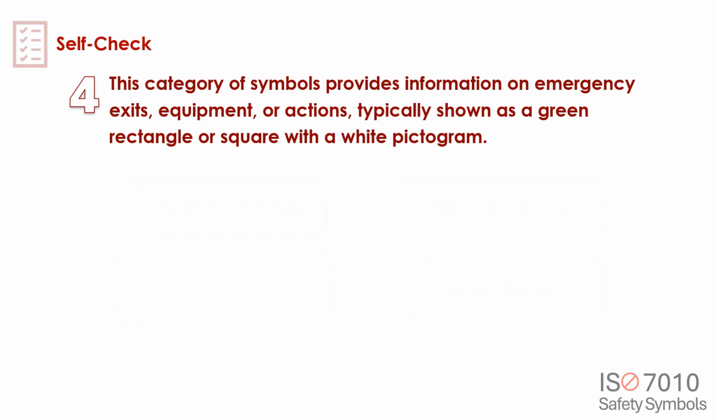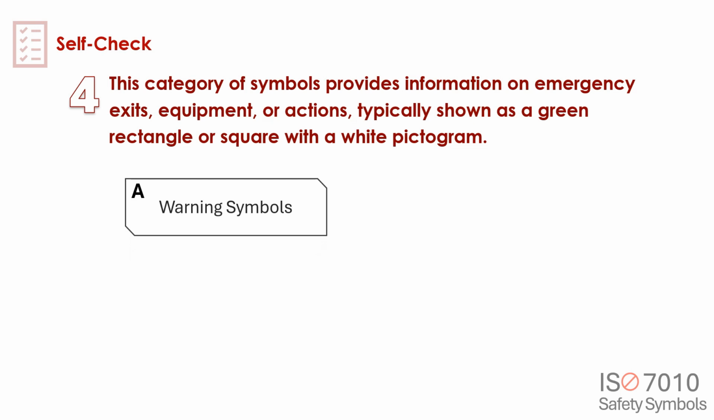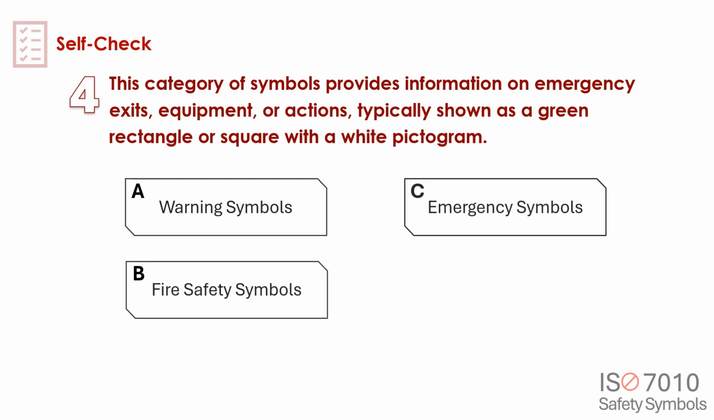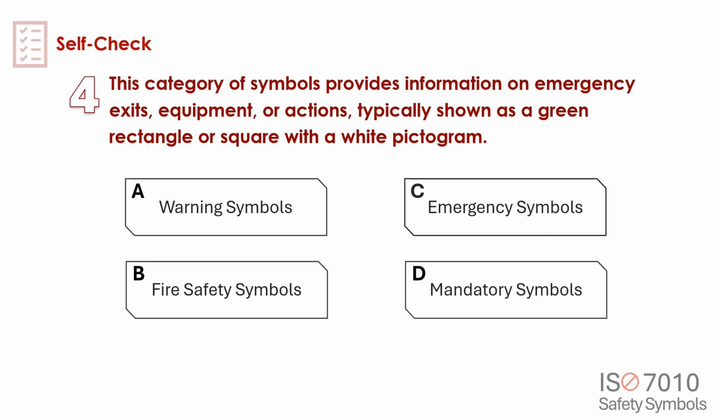Number 4. This category of symbols provides information on emergency exits, equipment, or actions, typically shown as a green rectangle or square with a white pictogram. Is it A. Warning symbols, B. Fire safety symbols, C. Emergency symbols, or D. Mandatory symbols? The correct answer is C. Emergency symbols.